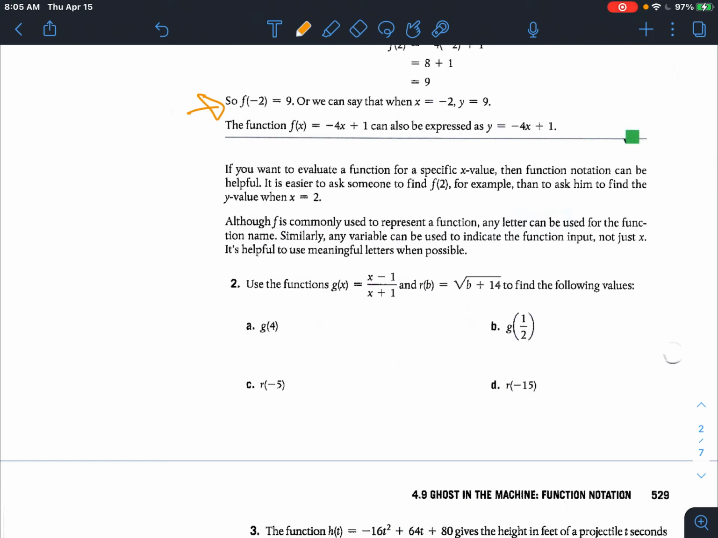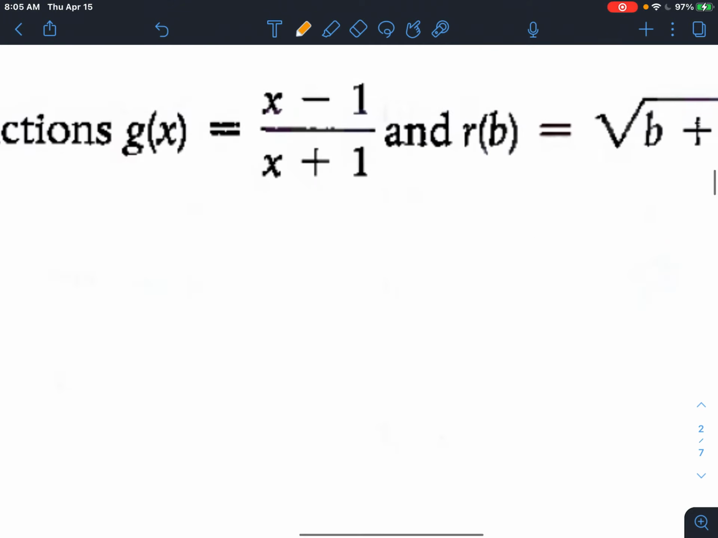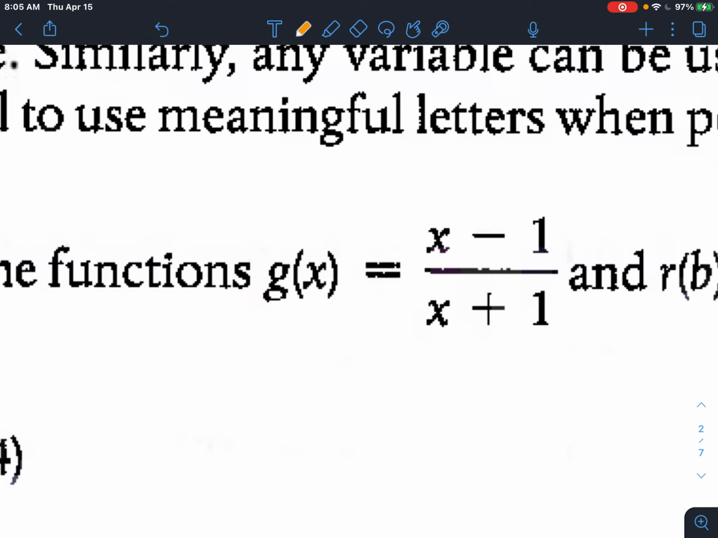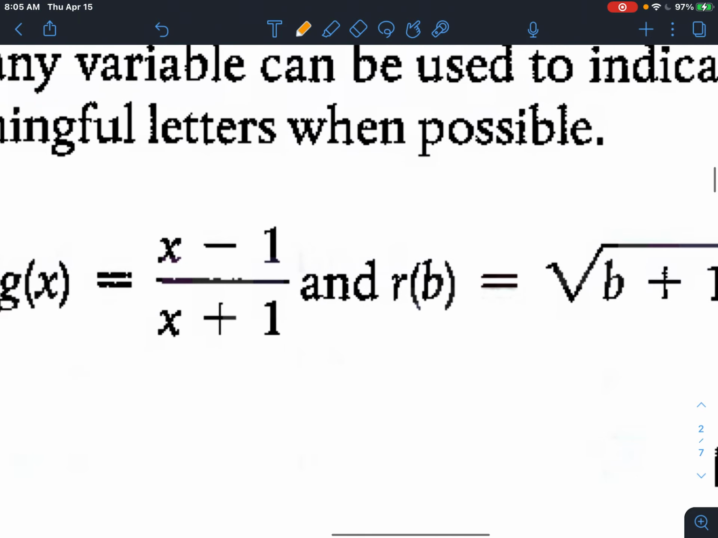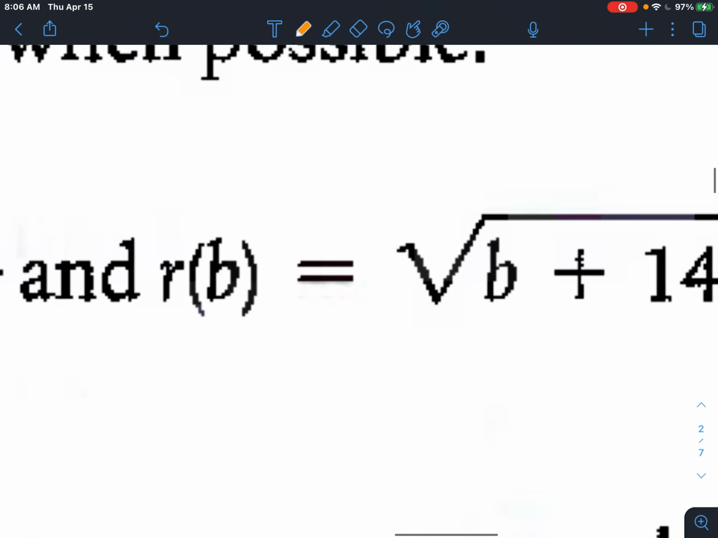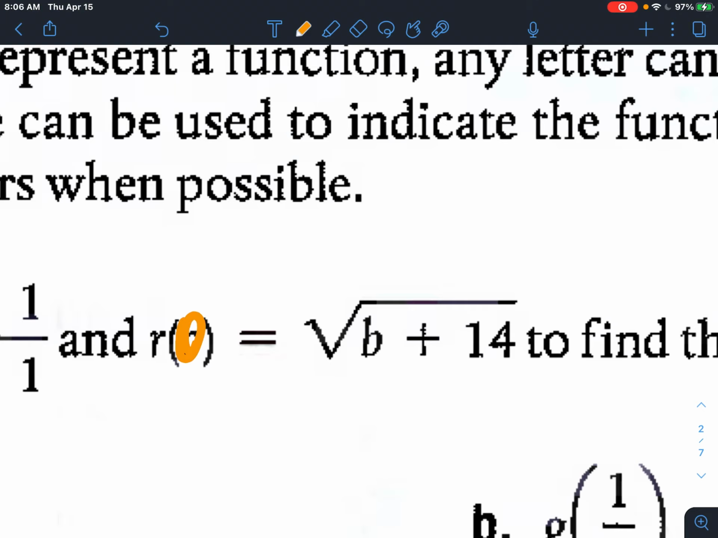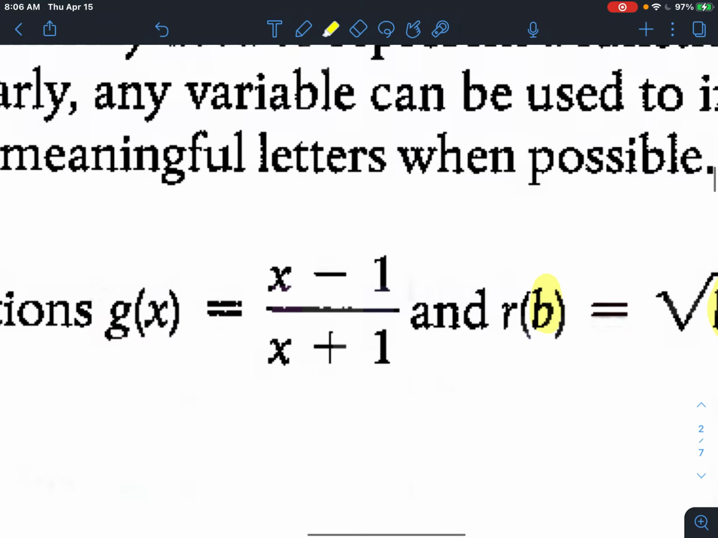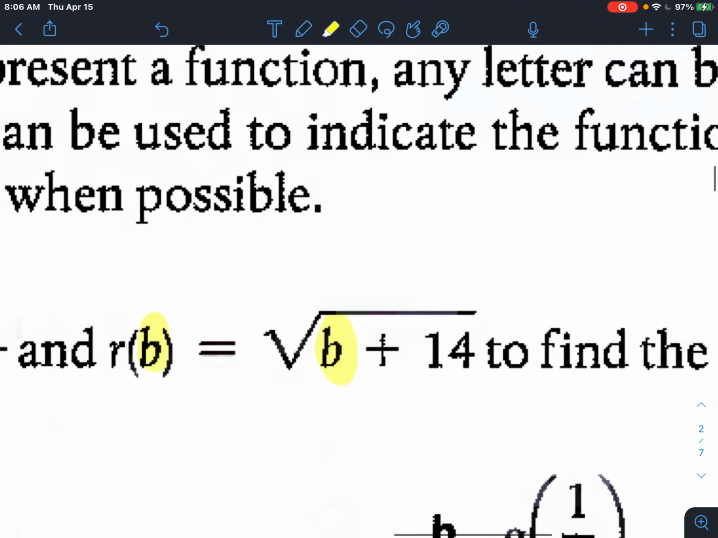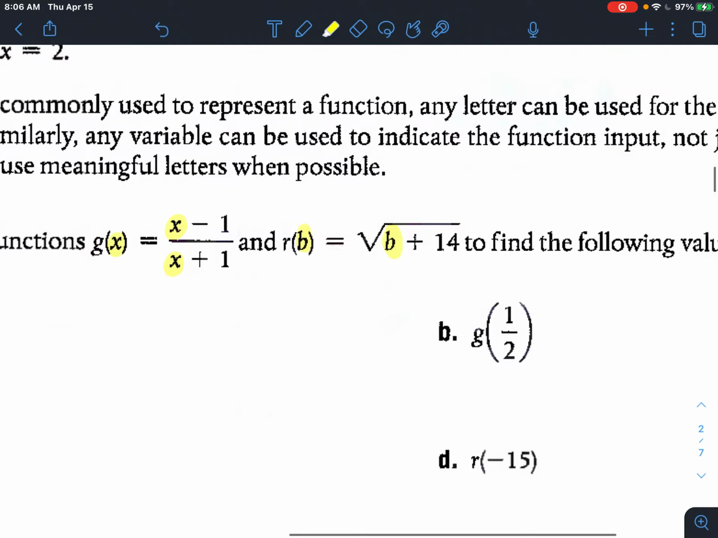Okay, so let's look at example number 2 down here. Use the function g of x. The only difference between f of x and g of x is that we call this function g. So g of x equals x minus 1 over x plus 2, and r of b, this is function r, and the variable that we're talking about is b. So x, b, and b, to find the following values.